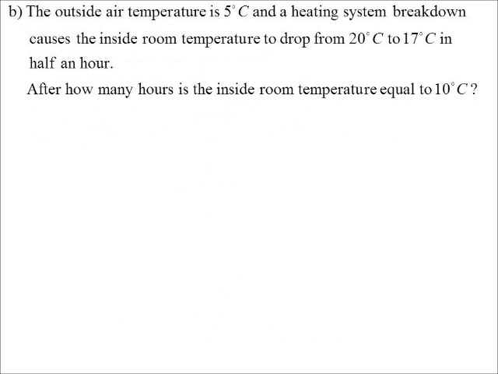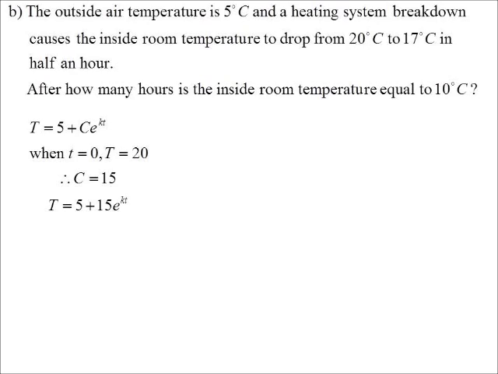Okay, now they give us some actual values. The outside air temperature is 5 degrees Celsius. Ooh, that's pretty cold, isn't it? The heating system breaks down, causing the inside room temperature to drop from 20 to 17 in half an hour. After how many hours will it be 10 degrees? So a few things we need to find. I now know that T is equal to 5 plus Ce to the kt. Remember I said that additional part is that external condition. If the outside air temperature is 5 degrees, we can never drop below it. So that becomes the horizontal asymptote. We can never go past that. So that's why it becomes 5 plus Ce to the kt.